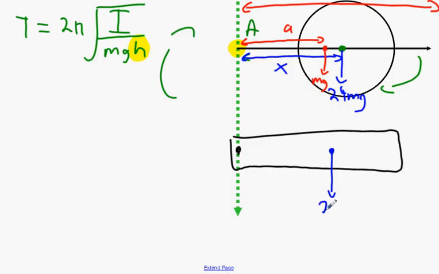25 mg. And by definition, h is the distance of the center of gravity of your compound body from the axis of rotation A, shown by the green line.